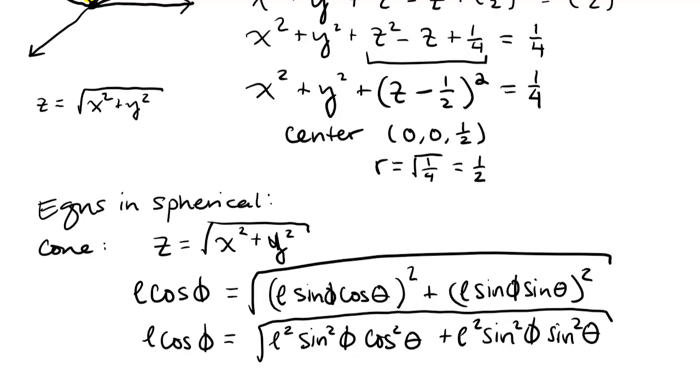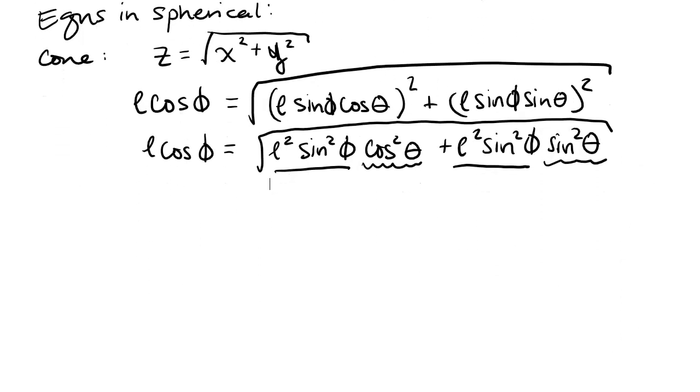Which at the moment doesn't quite look better, but be careful to notice what we've got here: cosine squared theta plus sine squared theta, where they both have the exact same coefficient, rho squared sine squared phi. If we were to factor out that rho squared sine squared phi, the cosine squared theta plus sine squared theta would just sum up to 1. So when we add those together we're just left with rho squared sine squared phi, and that's all under a square root, so we're just left with rho sine phi. And over here we have rho cosine phi.